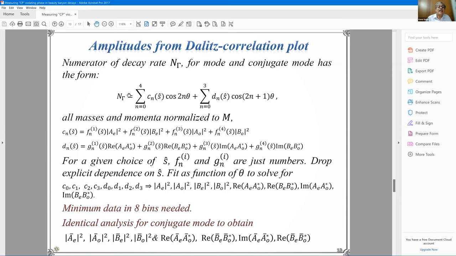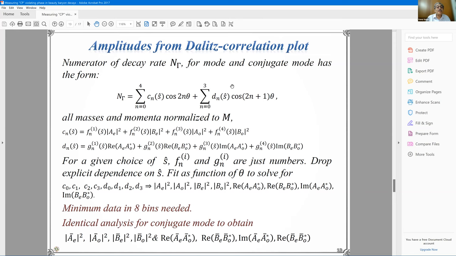Okay, now if I look at the numerator of the decay rate, then after working out from the matrix element, it looks something like this in terms of the angle theta, where all masses and momenta are normalized to s, and these are coefficients of the even and odd parts, and these are the coefficients of the interference terms, which involve the real and imaginary parts of the AE and BE. AE is the P wave, and the D wave contributions are the B. For any given choice of s, FIN and GIN are just numbers, we drop explicit s hat, and we fit the function to solve for this. So in terms of this, you can solve for this if you have a minimum of 8 bins of data, including both the sides of the resonance for the mode and exactly the same for the conjugate mode.